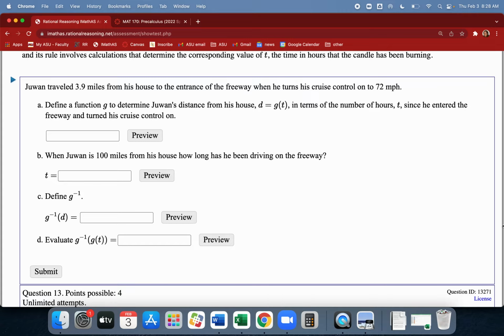If you're trying to write a formula, a function rule, and are stuck, maybe think about how you'd compute this for a few different example numbers. Like, what about 1 minute after he's on the highway, 2 minutes after, 3 minutes after? Think about how you'd compute it for specific numbers and see if you can generalize that for t. Oh, I guess it's hours, not minutes. Sorry. Because we've got miles per hour. Much easier to use hours.